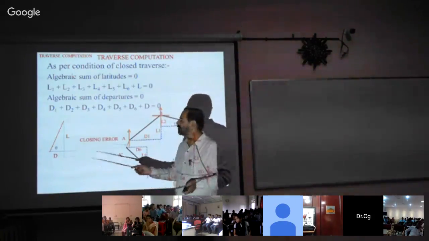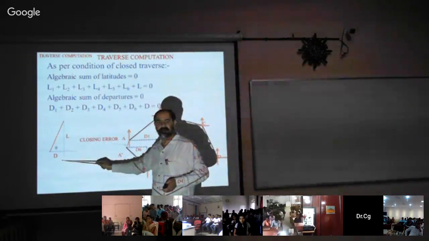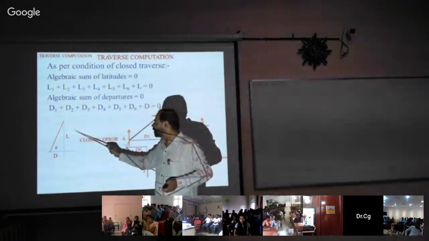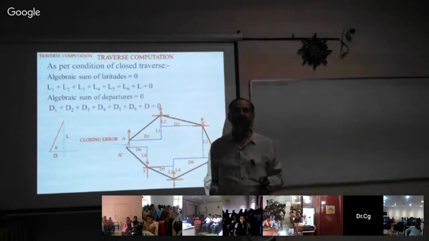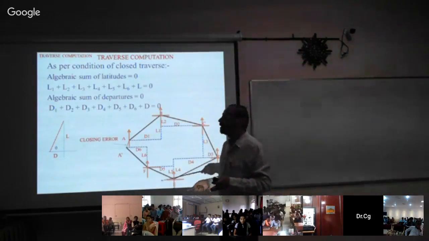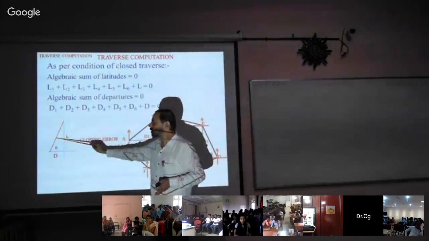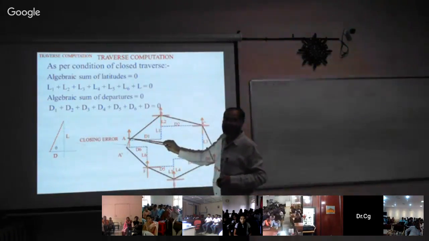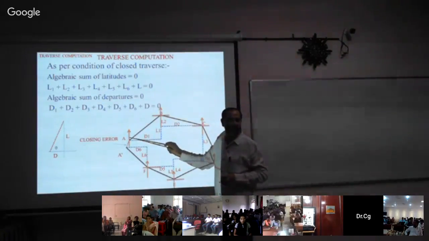Now calculate the length and bearing of latitude, departure, isn't it? Latitude and departure of what? Which belongs to what? Which line? Which belongs to the error, that is A dash A. Latitude and departure of the residue which is available here.